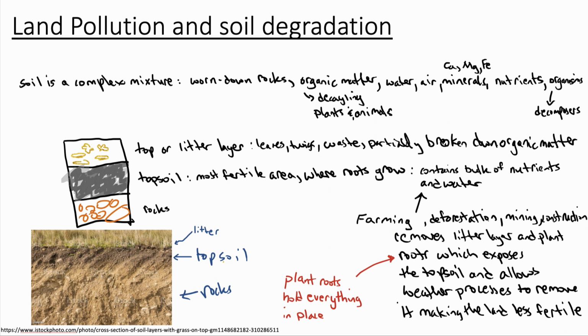Farming, deforestation, mining, construction removes the litter layer and plant roots, which exposes the topsoil and allows weather processes to remove it, making the land less fertile. Because this is the important part, the topsoil. It's where all the nutrients are, it's where the roots grow. And so once we remove this litter layer off the top and the root structure in the topsoil, then weather can just wash away the topsoil and make the land less fertile.